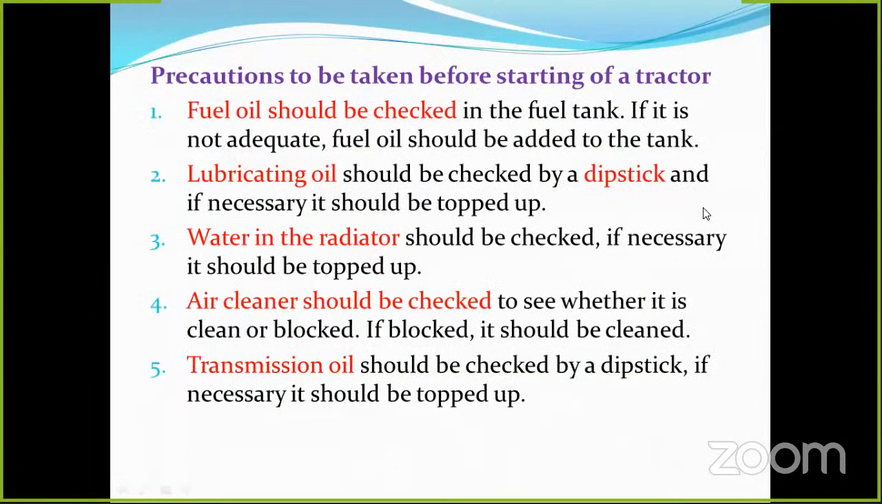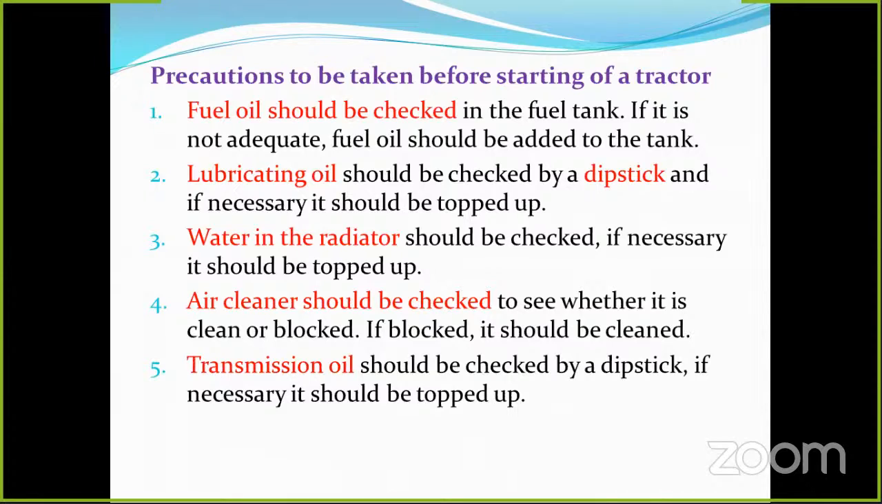Next, what are the precautions to be taken before starting the tractor? Before starting the tractor, we should take some precautions. Whether the fuel is available or not. Okay, next, whether lubrication oil is available or not, we can find out by using the dipstick. Next, water in the radiator. If water is not available in the radiator, the engine will become warm and it causes problems to the IC engine. Whereas the air cleaner should be in a clean position.